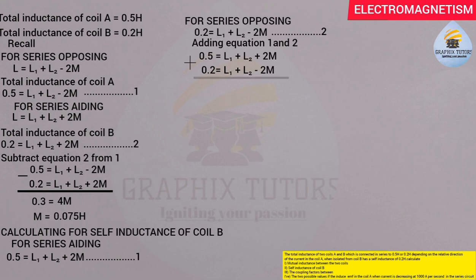When you add them, 0.5 plus 0.2 will give us 0.7 equals L1 plus L1, which gives 2L1. Then we have L2 plus L2, which gives 2L2. Now 2m plus minus 2m, plus times minus gives minus, so 2m minus 2m gives 0. Now, we know from the question that we're given the self-inductance L1. From this diagram, it says that the self-inductance L1 is given to be 0.2.